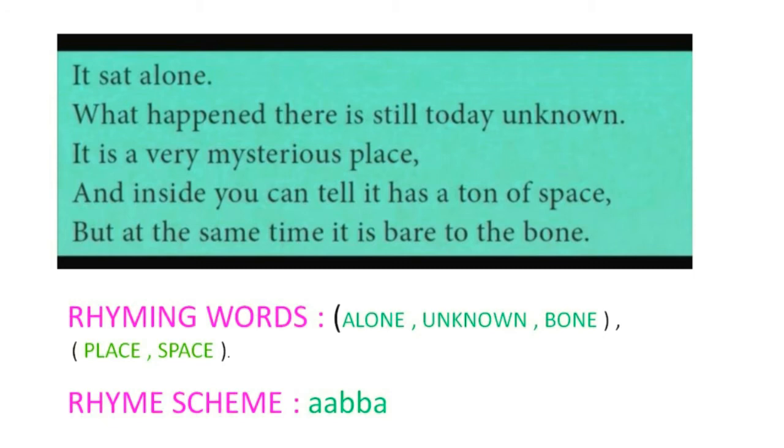So, first line, the last word is alone. It is rhyming with the second line last word and the last line last word. So, all these three lines will get the rhyme scheme name as letter A. And then third line, the last word is place. This word is rhyming with the last word of the fourth line, space. So, place, space will be given the rhyme scheme name as letter B. So, the rhyme scheme is A, B, B, A.